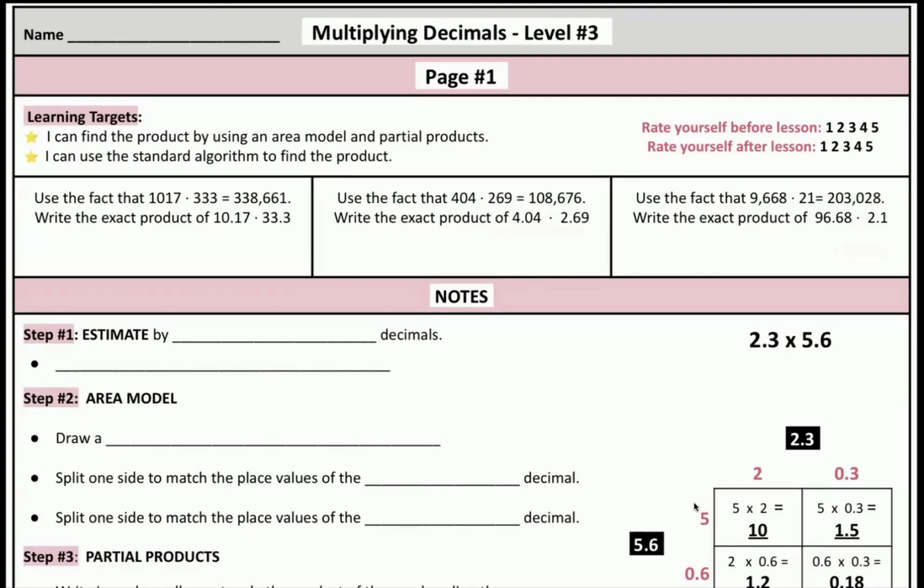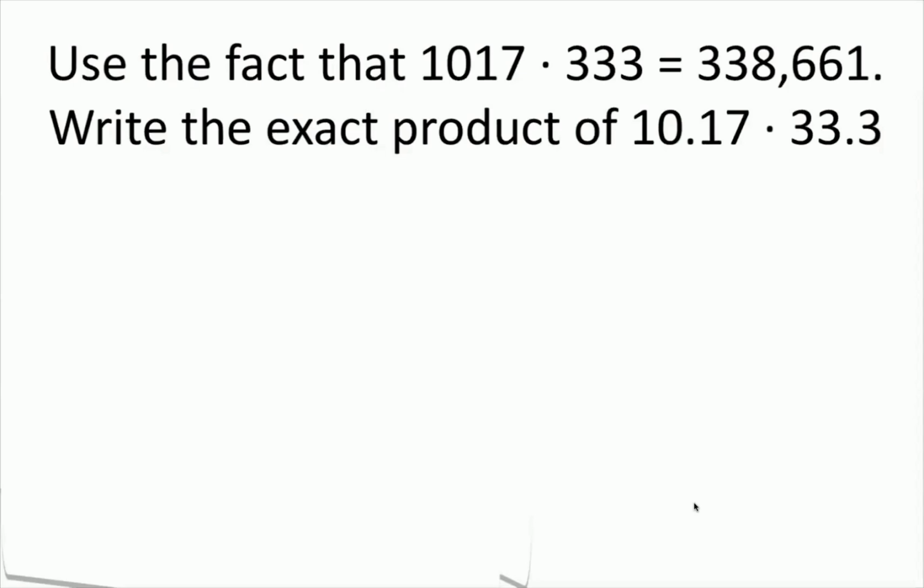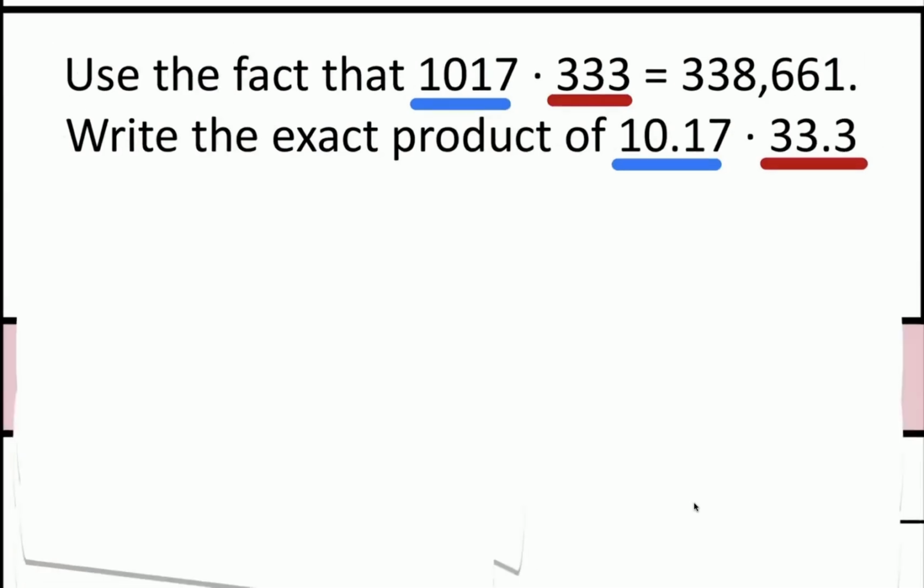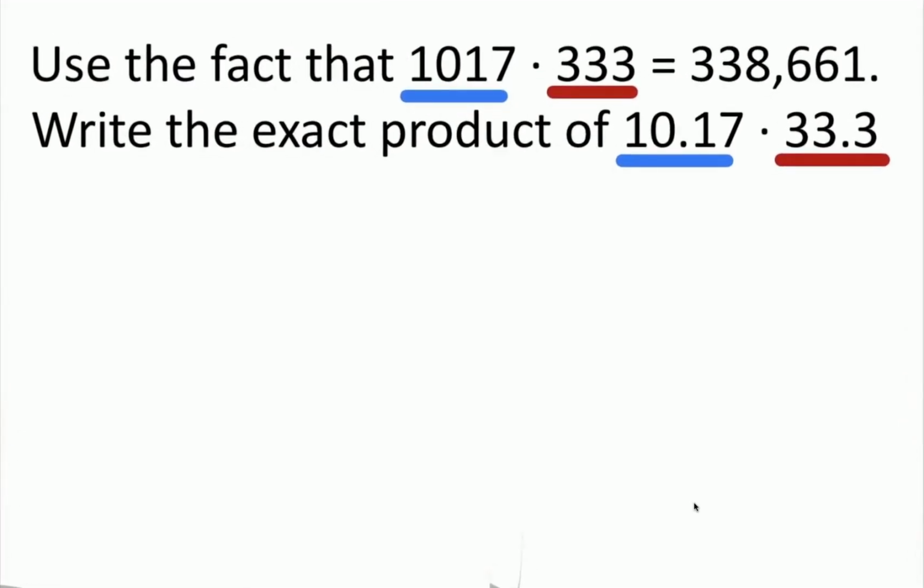I'm going to zoom in on the first one. It says, use the fact that 1,017 times 333 equals 338,661 and write the exact product of 10.17 times 33.3. Now, the first thing to notice is that the numbers in each of these problems are the same. Okay, so we have 1017 and 10.17. So there's no actual math that we need to do. What we're working on in this problem is place value.